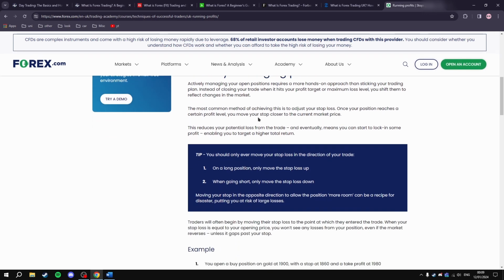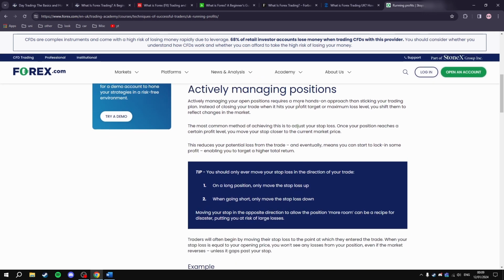Actively managing your open position requires a more hands-on approach than sticking to your trading plan. Instead of closing your trade when it hits your profit target or maximum loss level, you shift them to reflect changes in the market. The most common method of achieving this is to adjust your stop loss. Once your position reaches a certain profit level, you move your stop closer to the current market price.